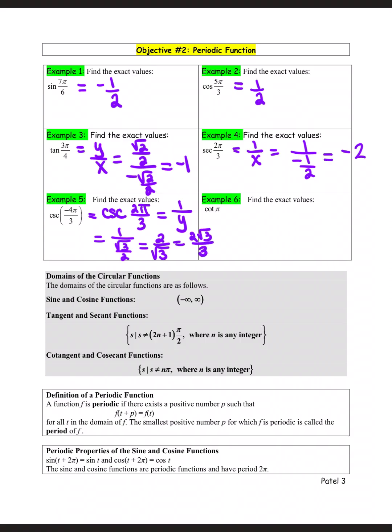Cotangent of pi, well, we know we're at the point negative 1 comma 0. Cotangent is x over y. So x is negative 1, y is 0, which is undefined.